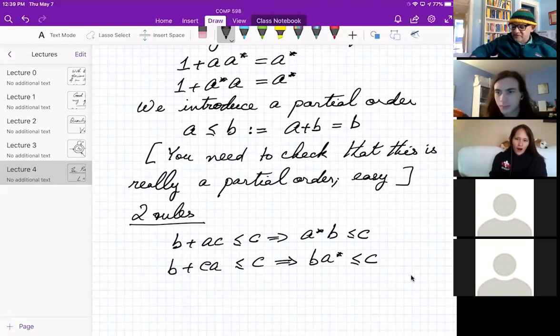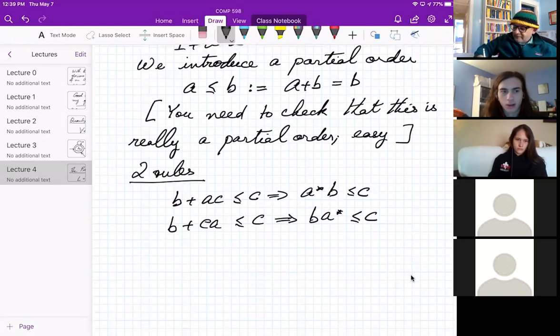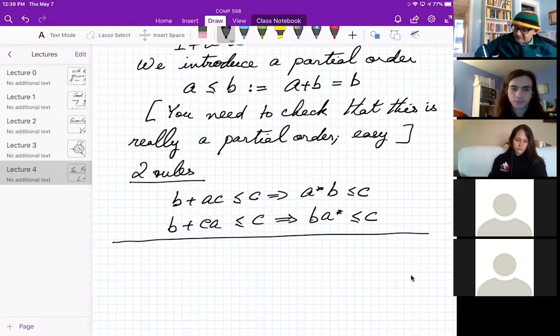It has all these equations. It induces a partial order, and you can verify from the equations given that this really is a partial order. And finally, we have these two rules based in terms of that partial order. Okay, so let's give examples of Kleene algebras?